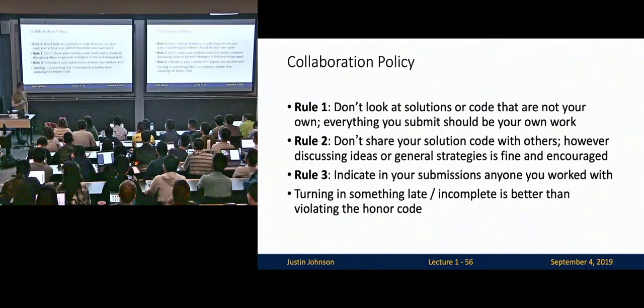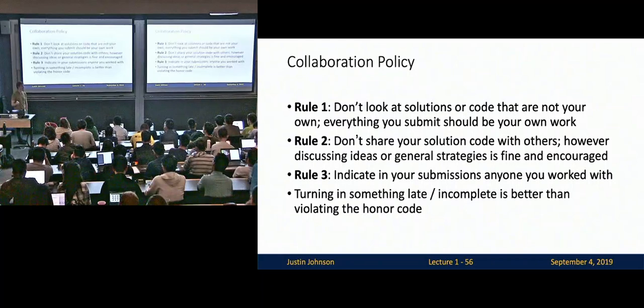Secondly, on the flip side, don't share your solution code with other people. This means don't post it on Piazza, don't give it to your roommate, don't put it on GitHub, because that will make it easier and more tempting for other people to violate collaboration policy in the future. And third, when you turn in assignments, we ask you to indicate who you work with when you turn in your assignment, and there will be more detailed instructions on that later. And in general, turning in something late or incomplete is much better than potentially violating collaboration policies, and not just in this course, but more generally. Any questions about that?